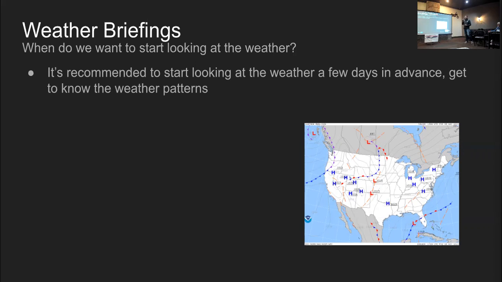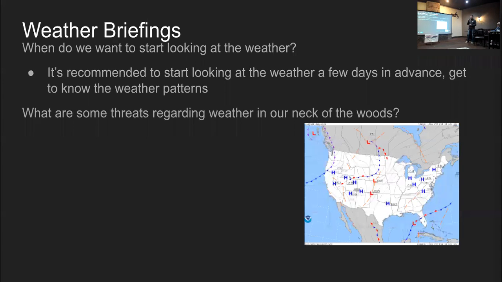So it's recommended to start looking at the weather a few days in advance and get to know the weather patterns. Where are the cold fronts moving? Did this cold front just turn into a stationary front? How are things moving? Or is the stationary front now turning into a cold front and moving out of the area? Because maybe that means we're going to move into some better weather, and taking a flight that day might not be such a bad idea.